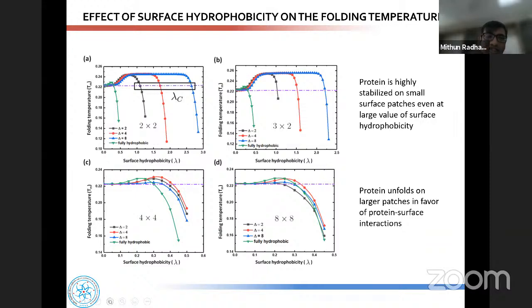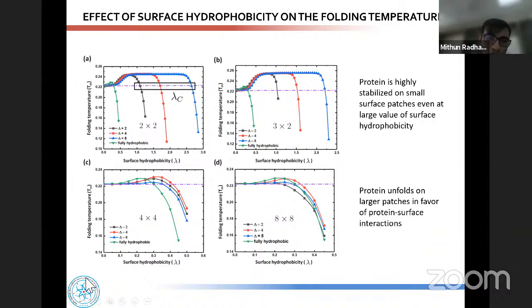So let us first look at 4 cross 4 and 8 cross 8, because there's not much happening there. What we see is that as I increase my surface hydrophobicity, my folding temperature goes down. And what is the reason for that? Because my protein has a hydrophobic core, even though it has a hydrophobic patch outside, a lot of hydrophobic groups are inside the protein. So it has a hydrophobic core which wants to rupture in favor of protein surface interactions, because my surface is becoming more and more hydrophobic, right?